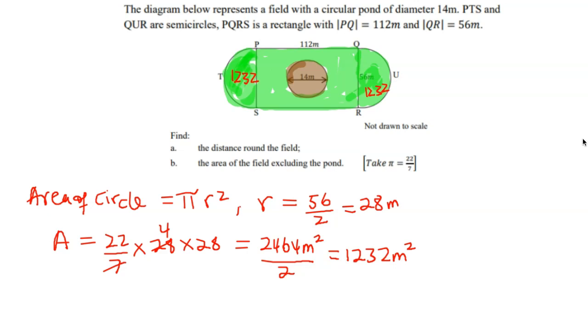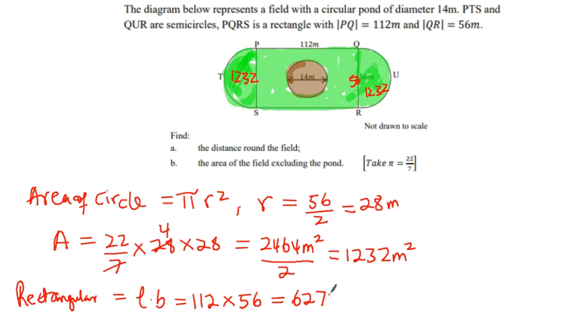Now we're going to find the area of the rectangular shape. The rectangle is length times the breadth, which is going to be 112 times 6 here. That gives us 6272 meters squared. Now we are looking for the area of the pond, and it's a circle.